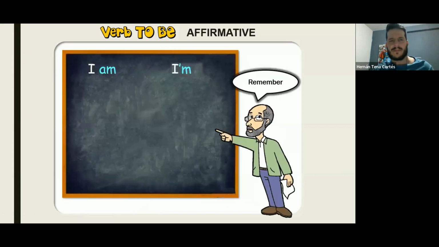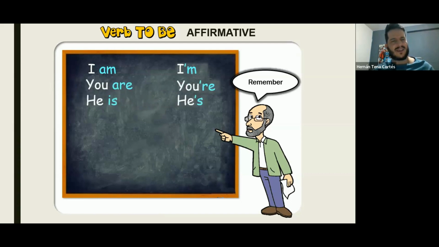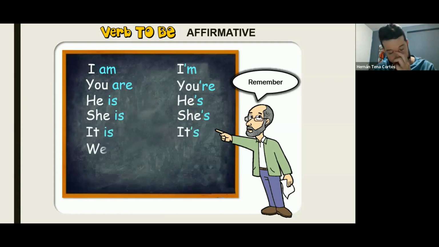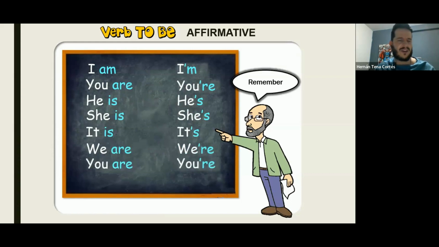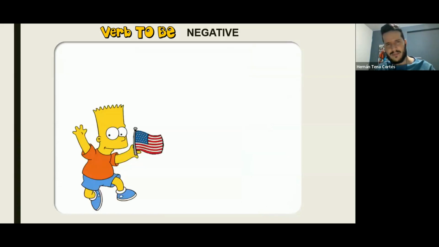I'm. So remember, I am, cuando hacemos las contracciones, I'm. You are. You're. You are se convierte en you're. He is. He's. She is. She's. It is. It's. We are. We're. You are. You're. They are. They're. Se convierte en they're.